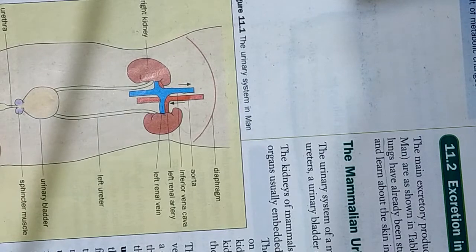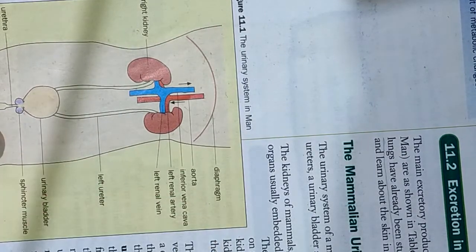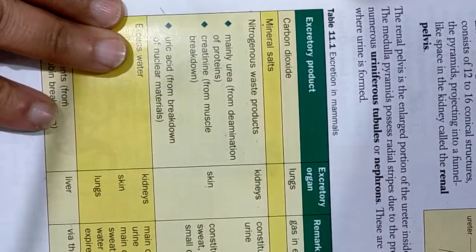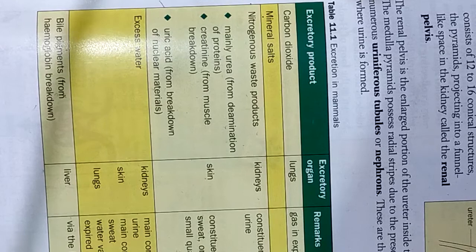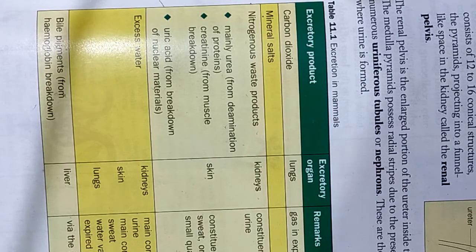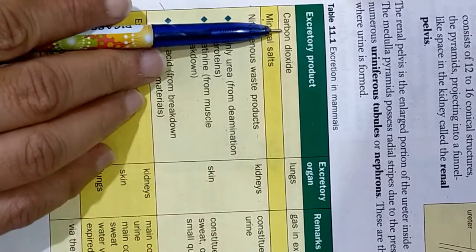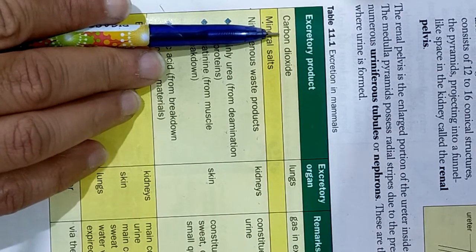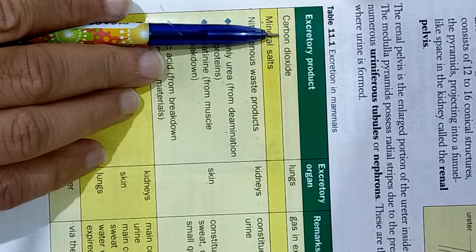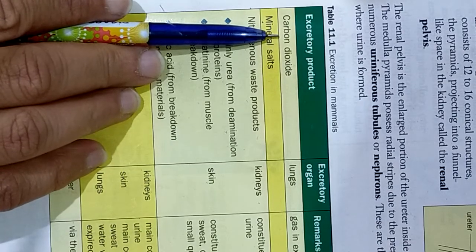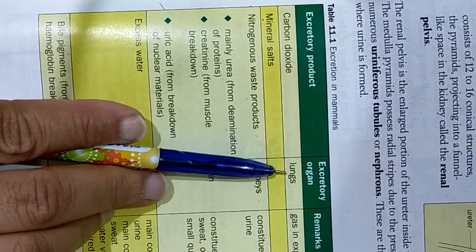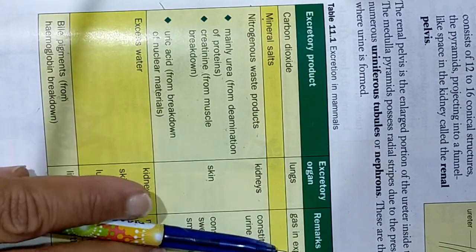Okay, before going to the kidney, first we consider a table given in your book, and this table shows different types of excretory products which are formed in the body and whose removal is compulsory. For example, carbon dioxide, which is formed as a result of respiration, its removal is compulsory from the body as it can be harmful if it stays in the blood. So it is removed through the excretory organs, which are the lungs, through expired air.